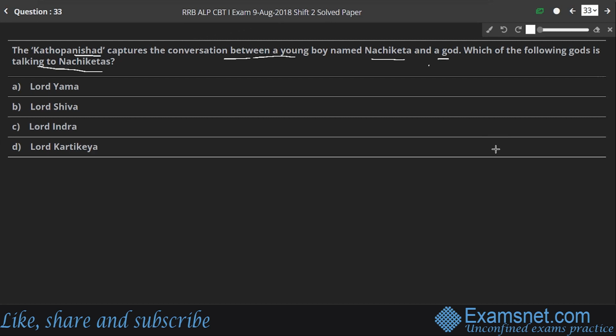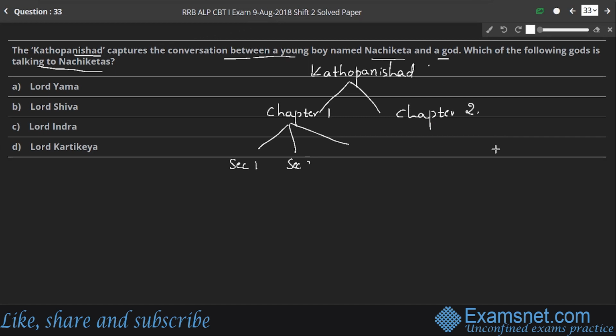Here, students, the Katha Upanishad is the most widely known of all the Upanishads and consists of 2 chapters, chapter 1 and chapter 2. Each chapter is divided into 3 sections, right? So in each chapter, we have section 1, section 2, and section 3.